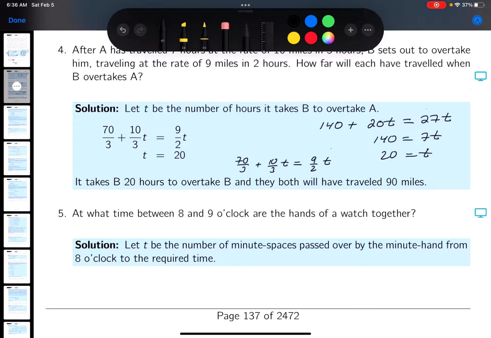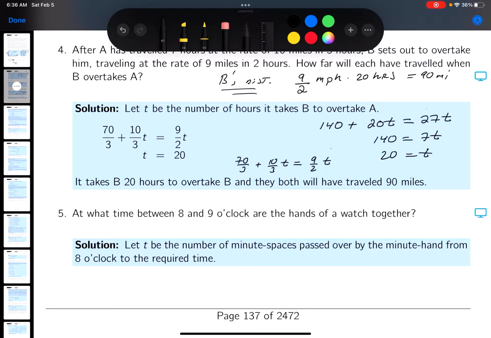So B's distance is going to be, his rate is 9 halves miles per hour, and he's traveling for 20 hours. Well, I hope you realize hours would cancel off. 2 goes into 20 10 times, so this would be 90 miles.